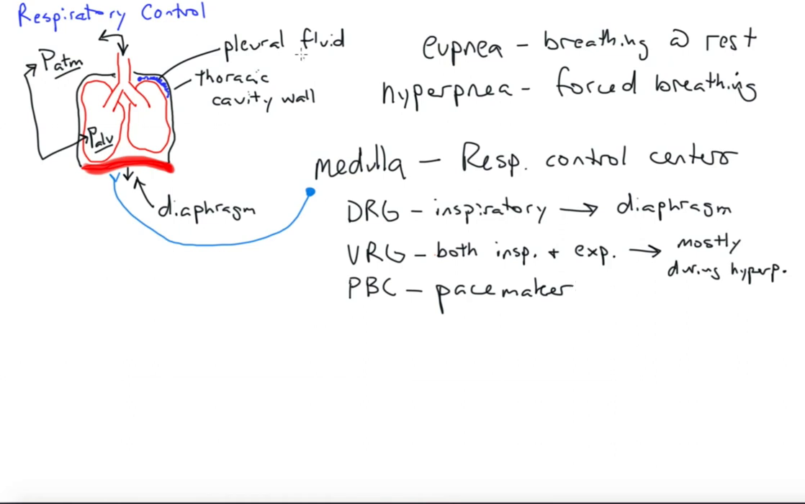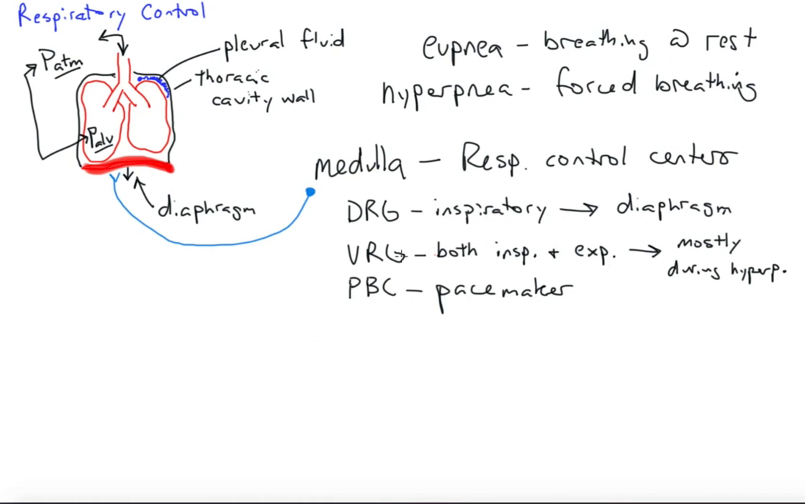And again, all these areas show pacemaker function. Again, it's very complex, but the pre-Botzinger complex is thought to be sort of the primary pacemaker. And so this guy is helping to drive the rate of the DRG and, if needed, the VRG. Okay. Now, let's come back to that.